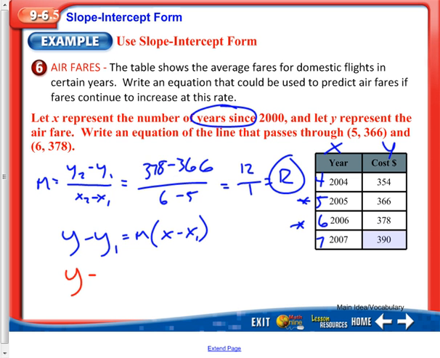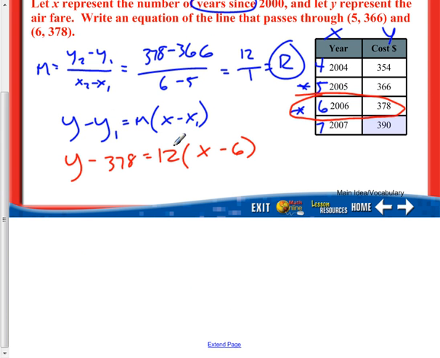Y minus y1. Again, it doesn't matter which point, so this time I'm going to use this one right here, even though that was my point 2. So y minus 378 equals the slope of 12 times x minus x1, which is 6. All right, so now I need to distribute right here. So y minus 378 equals 12x plus negative, okay, 6 times 12 is 72.